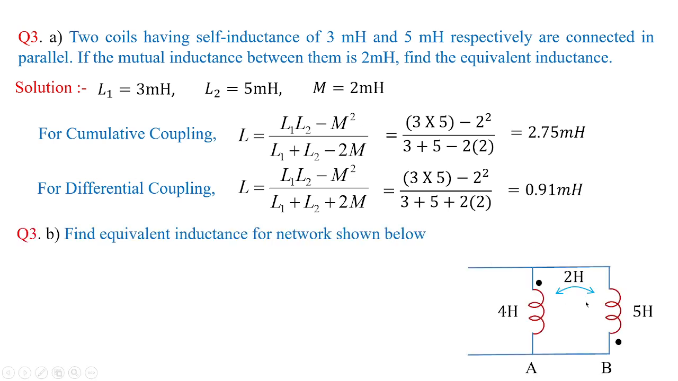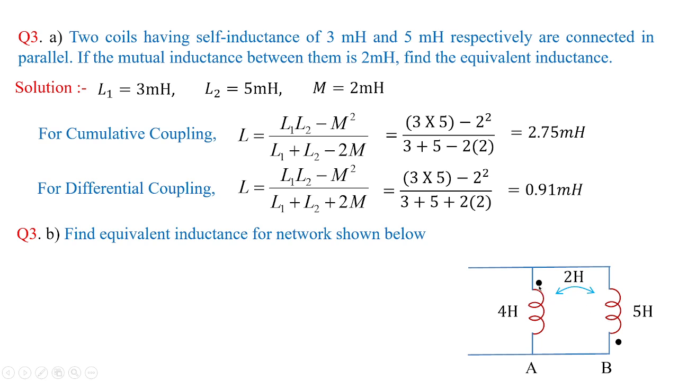What if the circuit is given like this: coil A and coil B with the mutual inductance values? You can see the self value of this coil is 4 henries, the self value of this coil is 5 henries, that is coil A and coil B, and the mutual between these two is 2 henries.